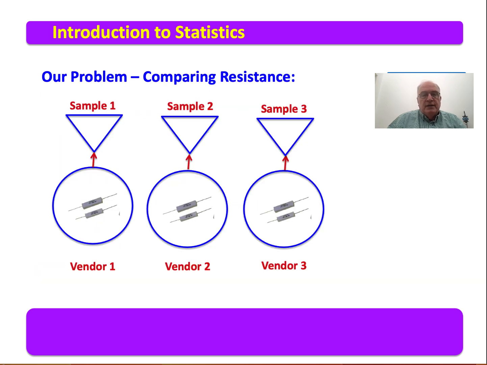And here's a picture of what I've told you. We have 3 vendors, their populations. We took a sample of each one, and we're going to compare those 3 samples.